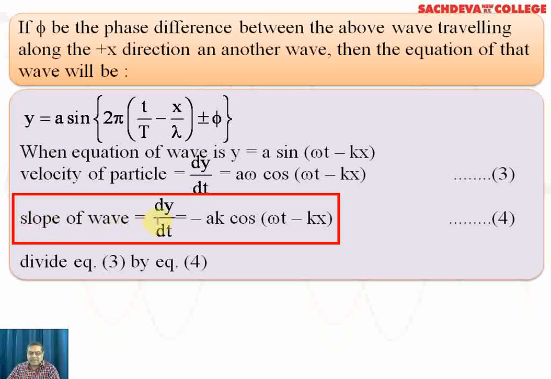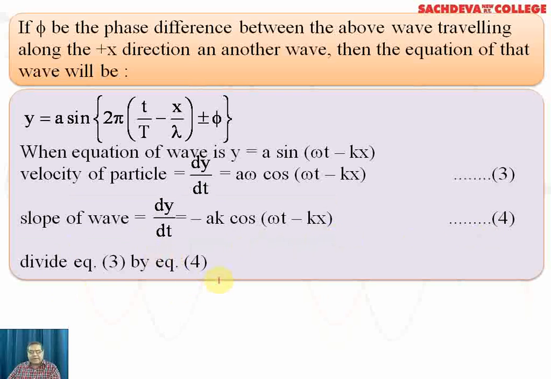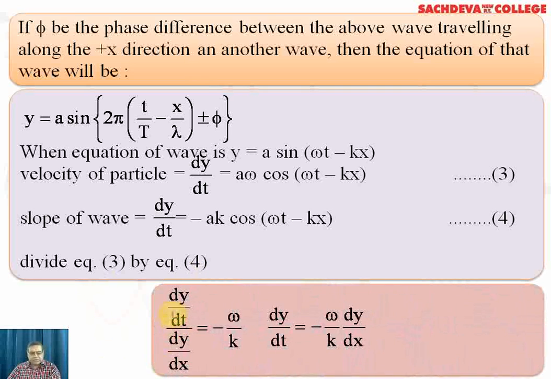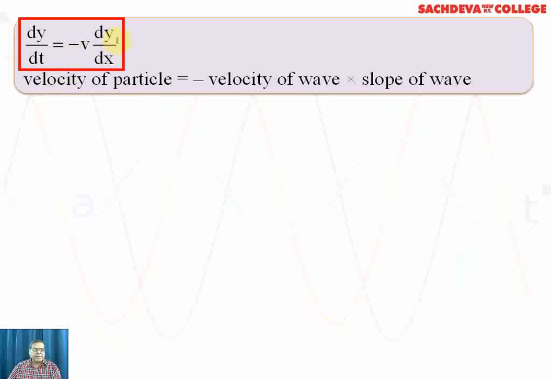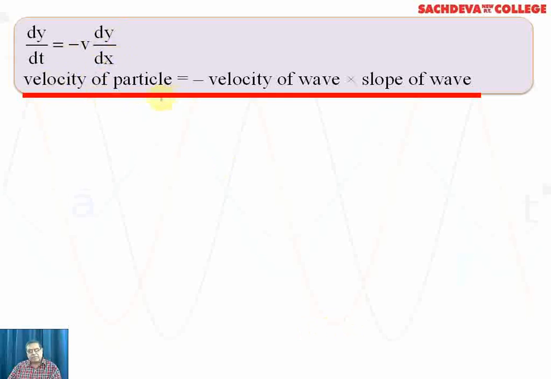The slope of the wave is given as the derivative of y with respect to x, and after taking the derivative, the expression becomes ak cos omega t minus kx. Now we have two equations, number 3 and 4. Dividing equation number 3 by 4, we find a will cancel off and cos omega t minus kx will also cancel off, and we will get only omega over k. Well, k will be 2 pi by lambda. So we have calculated this value as dy by dt equals minus omega over k into dy by dx, that is, dy by dt will be minus v into dy by dx. That is, dy by dt, the velocity of the particle, is equal to minus the velocity of the wave multiplied by the slope of the wave. dy by dx is called the slope of the wave.